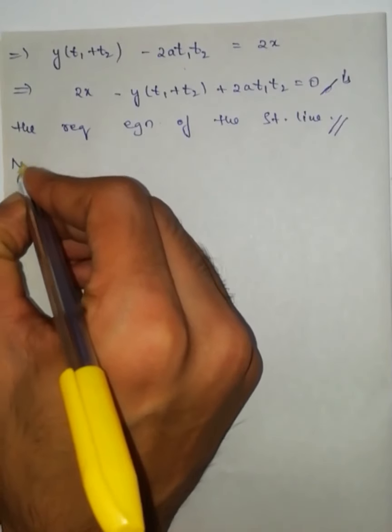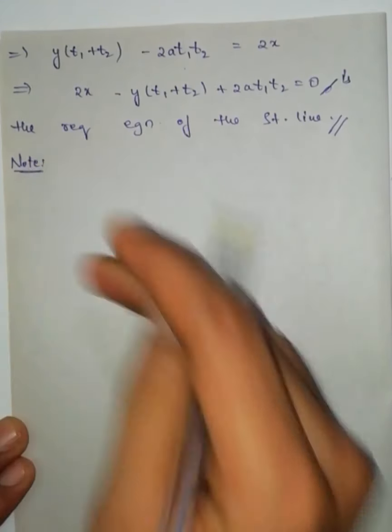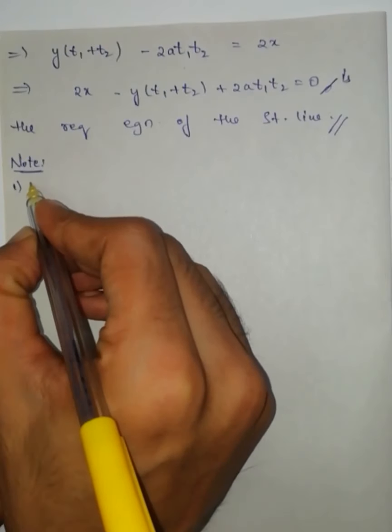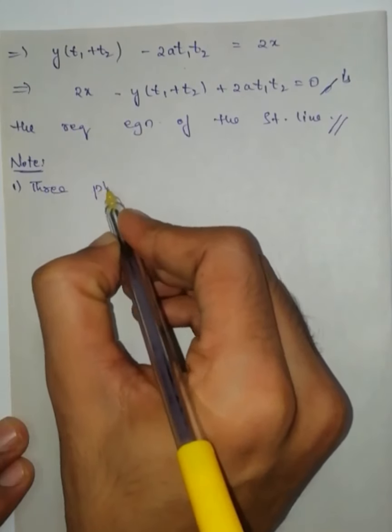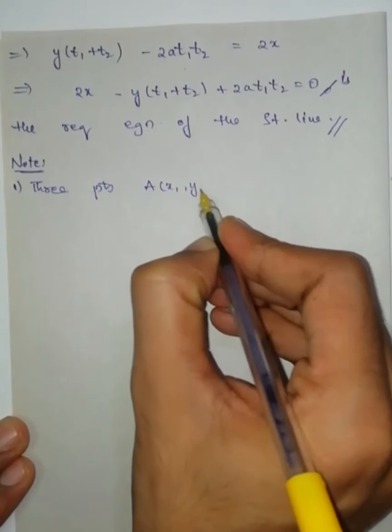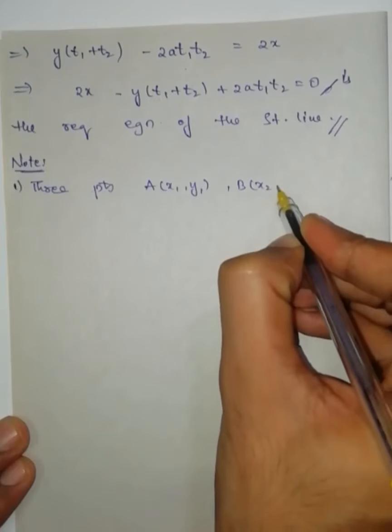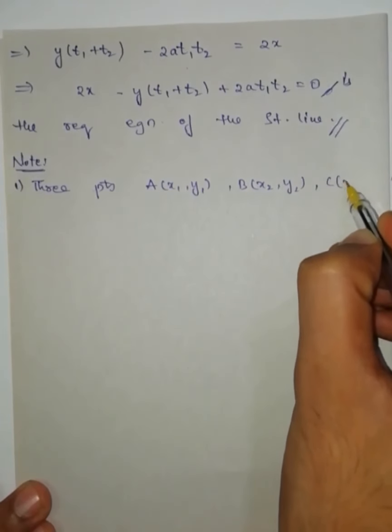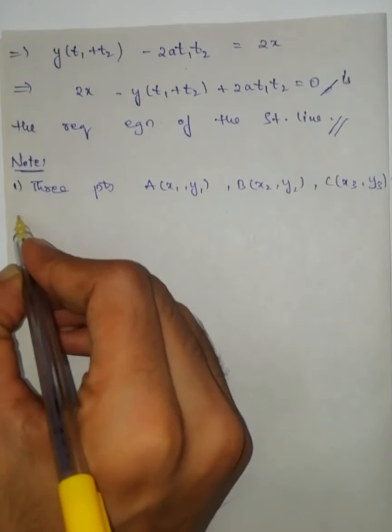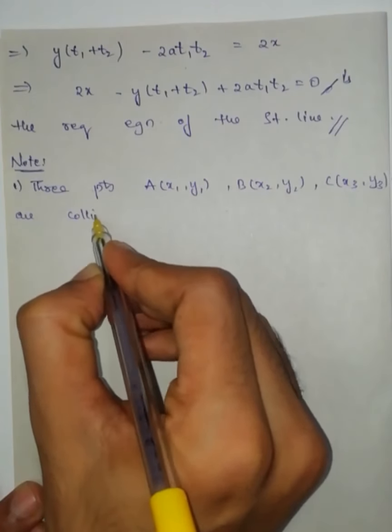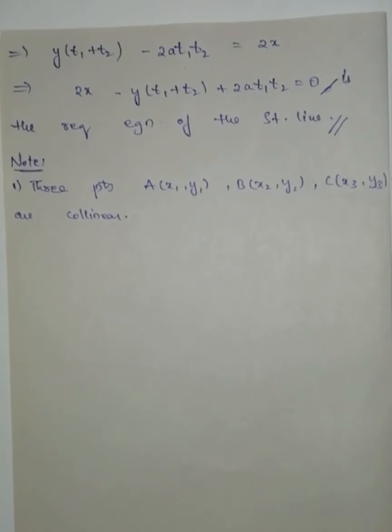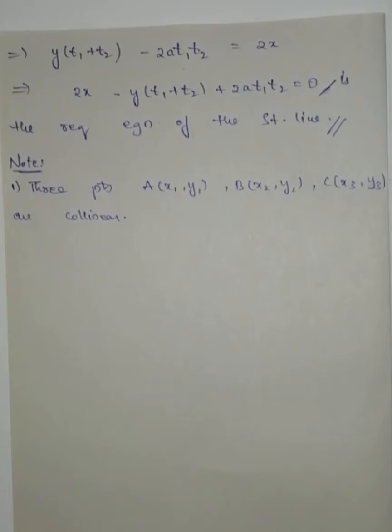Now note, first one, 3 points A of x1 comma y1, B of x2 comma y2, C of x3 comma y3 are collinear. What is the meaning of collinear? If all the 3 points lie on the same line, then we say that the three or more points are collinear. If 3 or more points lie on a same line, then the points are said to be collinear.